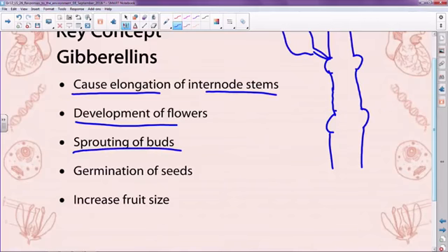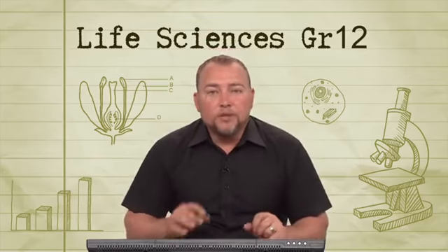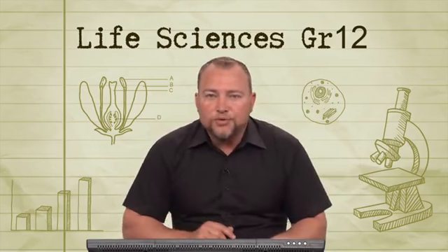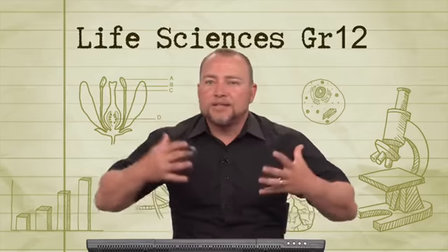The next one, germination of seeds. And then the last one, it increases the fruit size. When there's fruit there, it makes the fruit nice and big. If there's a lot of gibberellin there, what's going to happen? Nice, big fruit. If there's not much, you're going to get small little fruits. You can notice this in certain apples and oranges. The big oranges and apples had a lot of gibberellin, and the very small ones had very little gibberellin.